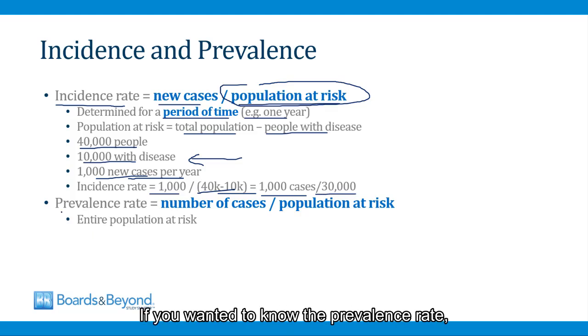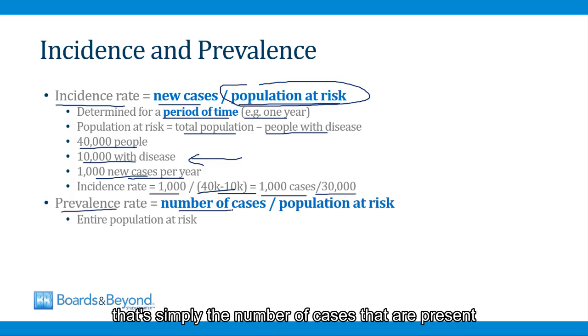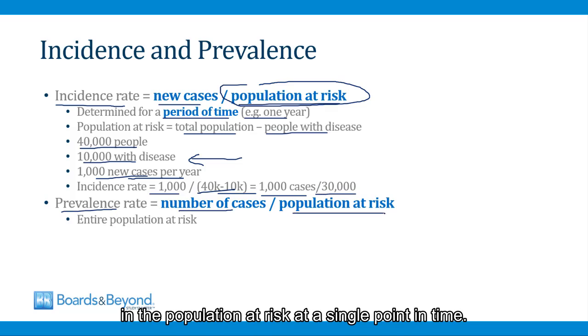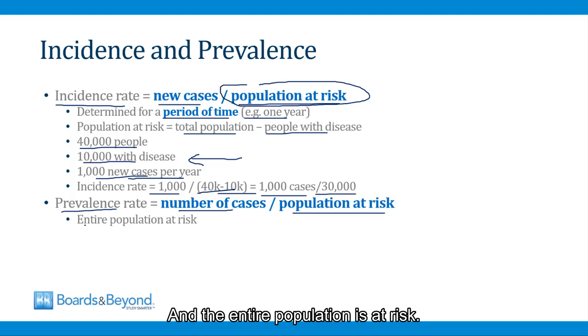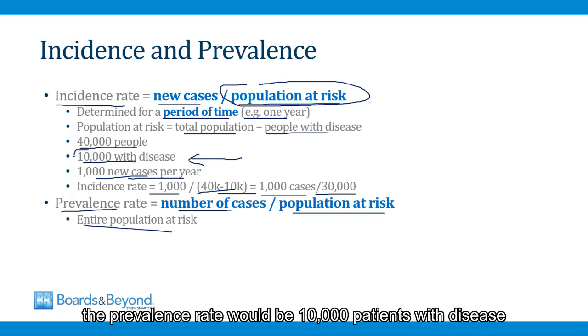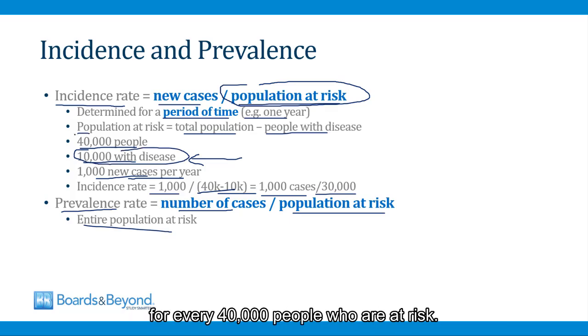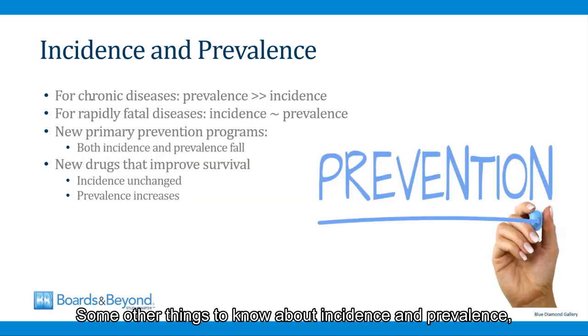If you wanted to know the prevalence rate, that's simply the number of cases that are present in the population at risk at a single point in time. And the entire population is at risk. So in this example, the prevalence rate would be 10,000 patients with disease for every 40,000 people who are at risk. Some other things to know about incidence and prevalence.